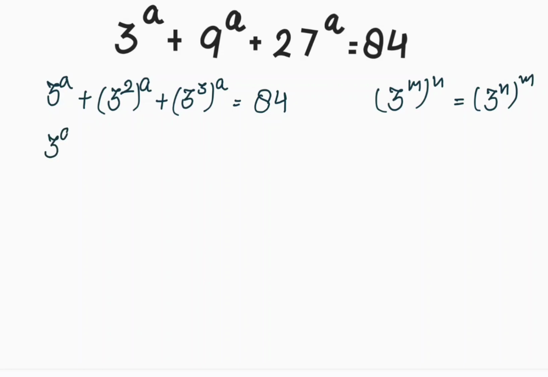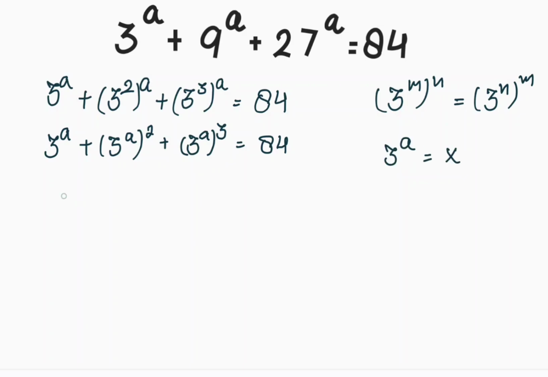Use this here. 3 raised to the power a plus 3 raised to the power a squared plus 3 raised to the power a cubed is equal to 84. Let's take 3 raised to the power a as x. This will become x plus x squared plus x cubed is equal to 84.